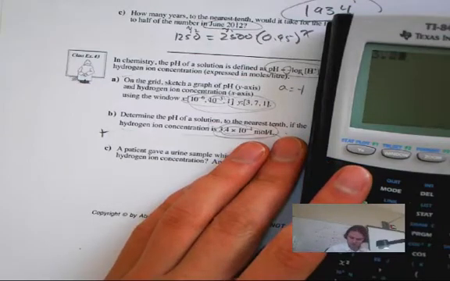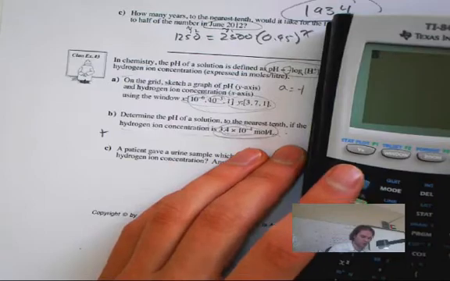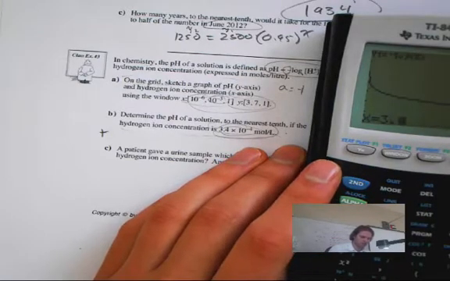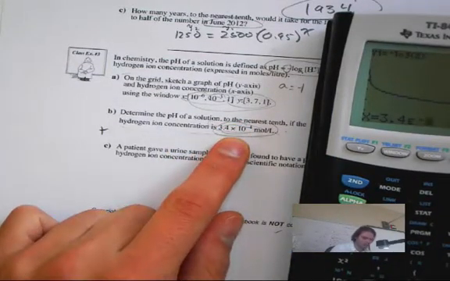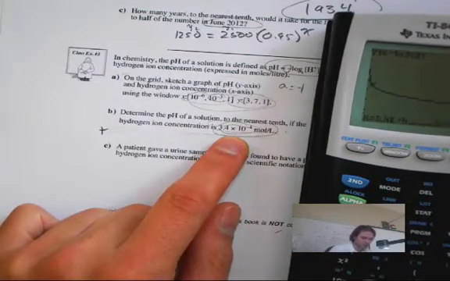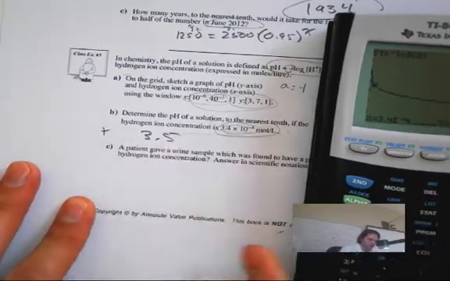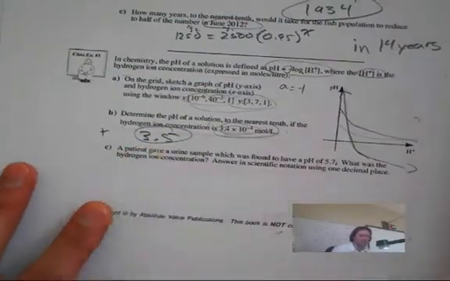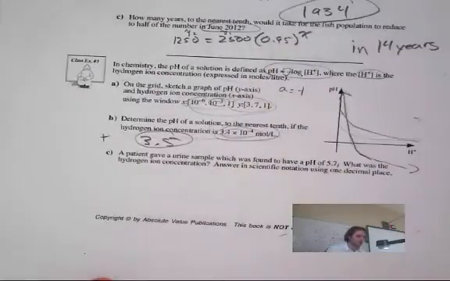I go 3.2, or sorry, 3.4. So I want to go my graph, trace, and we go 3.4. And second into the negative, what was it, 4. And we push enter. And I'm going to get 3.46, which is the same as 3.5. So the pH of the solution is 3.5. I'm just going to round up because 3.46 is the same as 3.5.